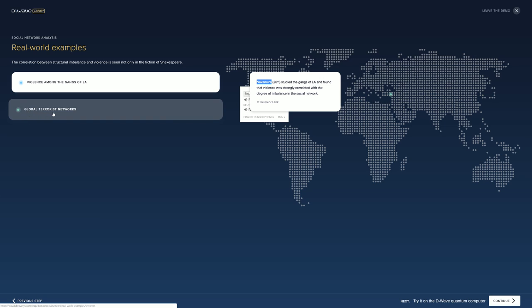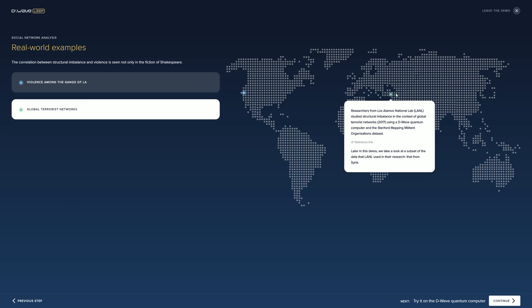So, global terrorist networks, oh my gosh, okay. So where is the global, here, in the Middle East or somewhere, huh? Researchers from Los Alamos National Lab, LANL, studied structural imbalance in the context of global terrorist networks in 2017, so about two years ago, using a D-Wave quantum computer and the Stanford Mapping Militant Organizations data set.